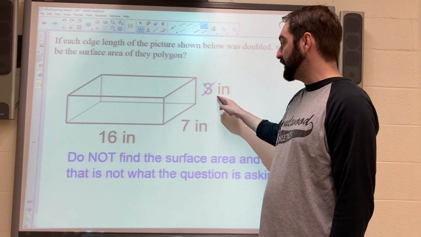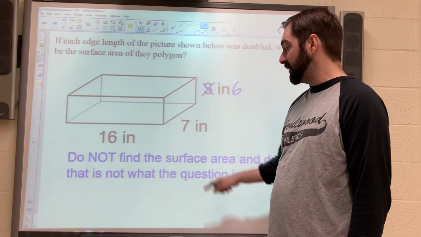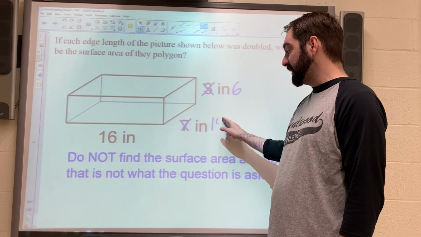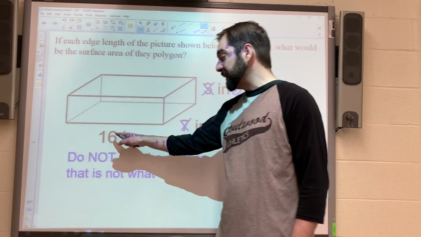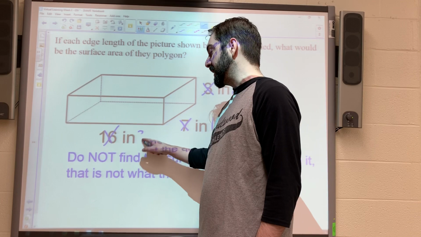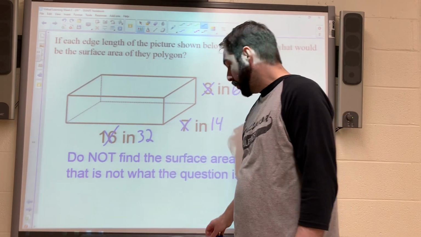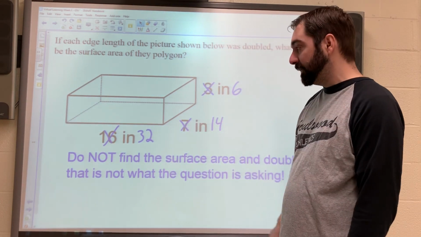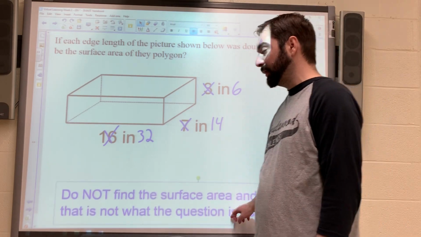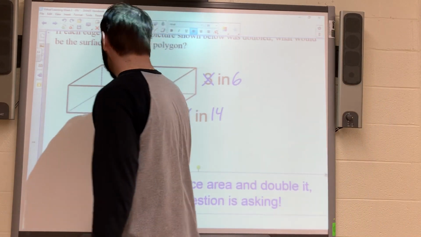3 times 2 is going to make this one 6 inches. 7 times 2 is going to make this one 14 inches. And 16 times 2 is going to make this one 32 inches. Once I have that piece of information, now I can go through and start breaking this picture apart.